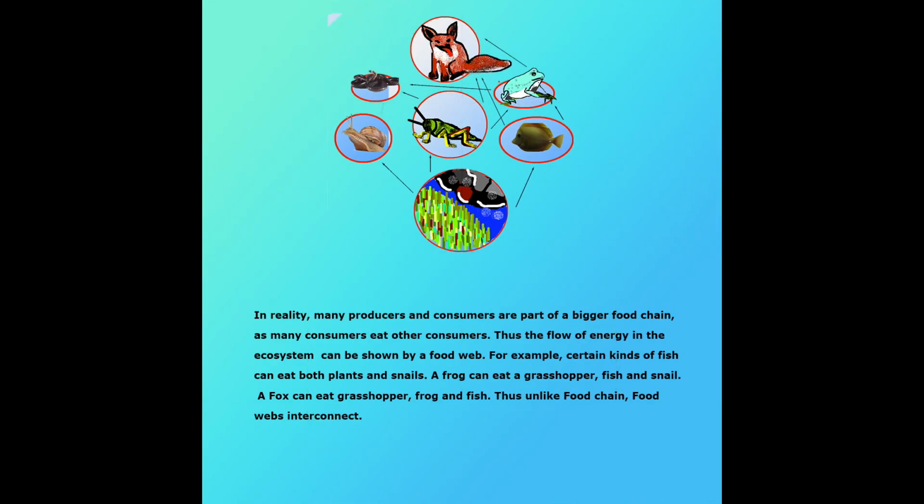In reality, many producers and consumers are part of a bigger food chain, as many consumers eat other consumers. Thus, the flow of energy in the ecosystem can be shown by a food web. For example, certain kinds of fish can eat both plants and snails. A frog can eat a grasshopper, fish and snail. A fox can eat grasshopper, frog and fish. Thus, unlike food chain, food webs interconnect.